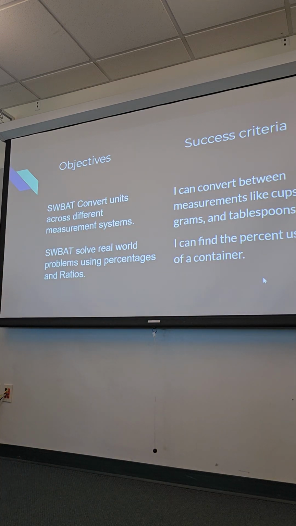So today we are going to be practicing these objectives. We are going to be converting across our measurement systems like we did in the first part of the bell work, and we are going to solve real world problems using these percentages and ratios. We're going to actually have an application for this today. You will know that you've reached these objectives when you can convert between measurements like cups, ounces, grams, tablespoons, and you can find the percent used of a container. Okay?